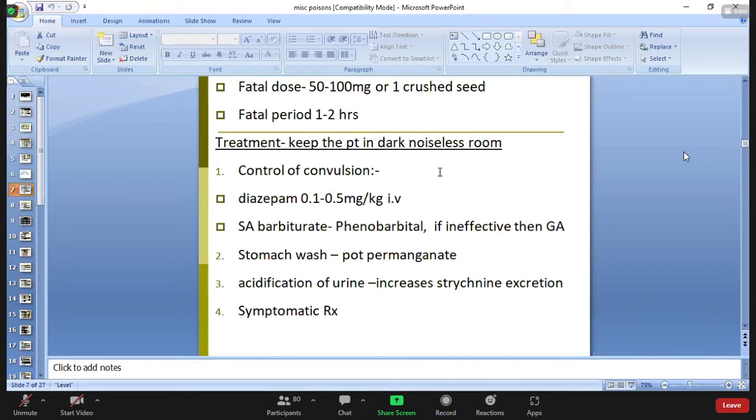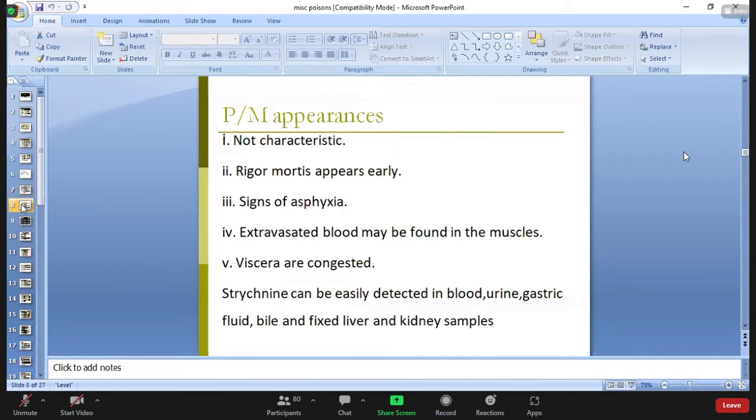अब यसको particular antidote हुँदैन, खाली हामीले अरु supportive care र स्टिमुलसलाई मिनिमाइज गर्ने मात्रै हो, अरु एक्सटर्नल स्टिमुलसलाई मिनिमाइज गर्ने मात्रै काम छ हाम्रो। त्यसैले we can control convulsions by giving diazepam, short acting barbiturates, stomach wash to remove the unabsorbed poison by potassium permanganate, acidification of urine due to increased strychnine excretion, and other symptomatic treatments.